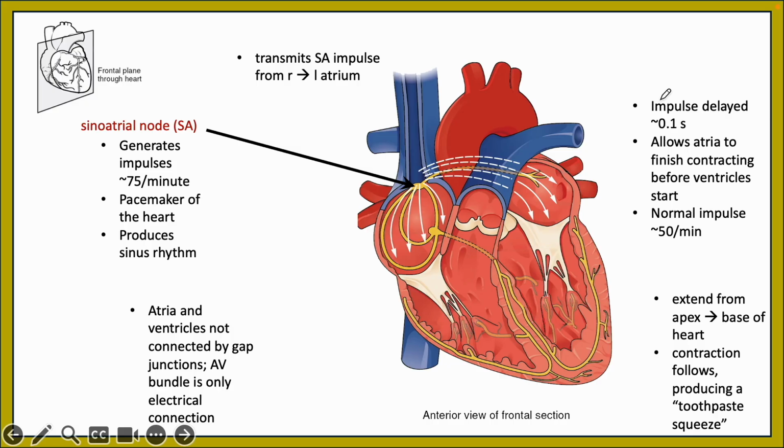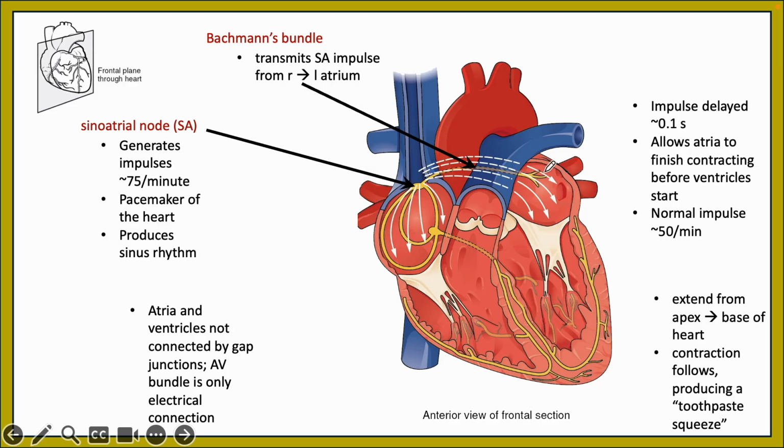So the sinoatrial node is going to be made up of the conducting cardiac cells, and they have the highest inherent depolarization rate. So the one with the highest depolarization rate is going to result in the pacemaking of the heart, and that's why it ends up being the pacemaker of the heart. So the impulse is going to spread throughout the atria, and it's also going to spread to the other atrium. So it goes to the other atrium through Bachmann's bundle.